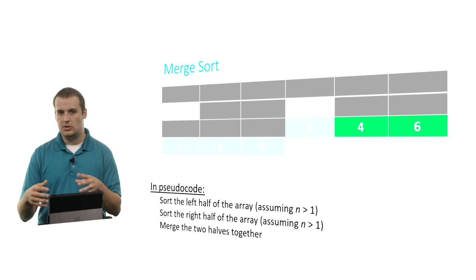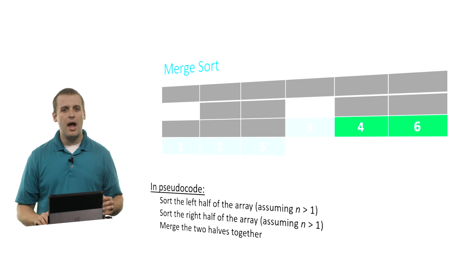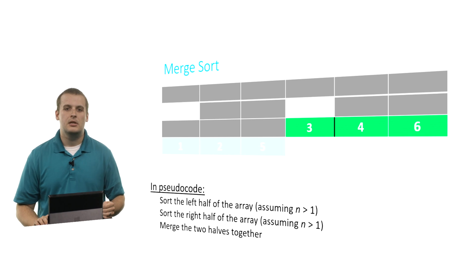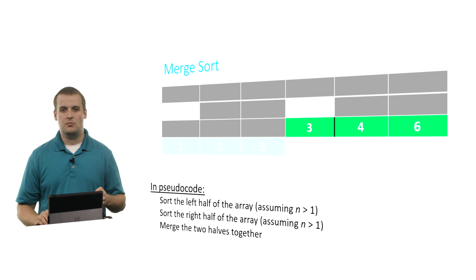Now they're green, again, just because we're going through the process and we have to repeat this over and over. So now we can merge those two halves together. And that's what we do here. So the black line just divides the left half from the right half of this sorted part. We compare the smallest value on the left half to the smallest value of the right half, and find that 3 is smaller.